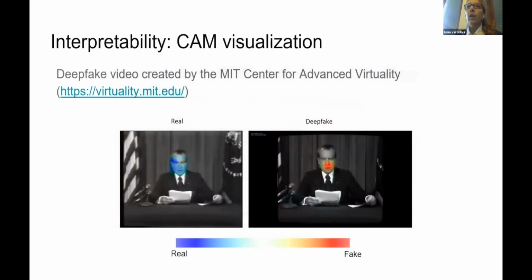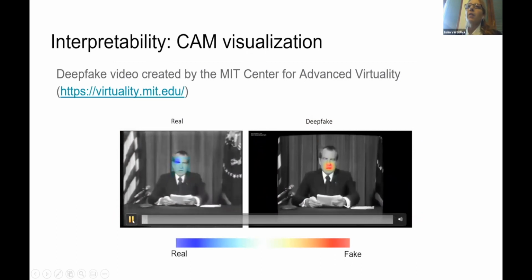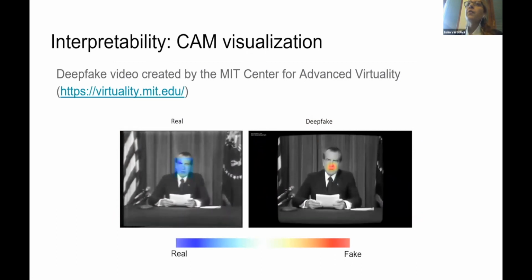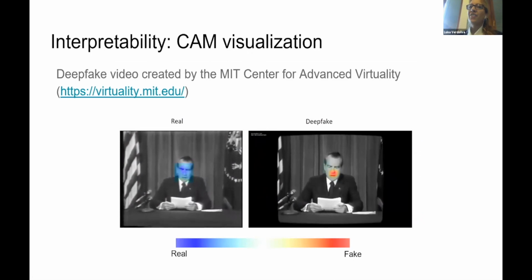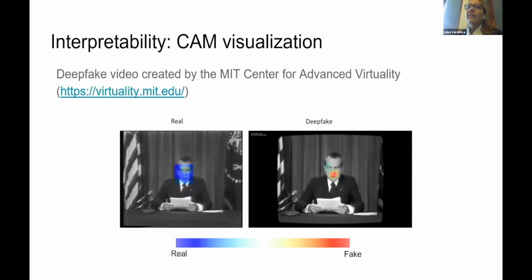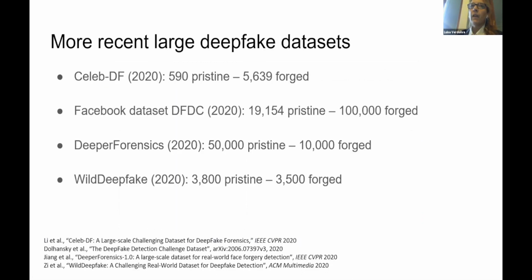Here is another example, a deepfake that was created this summer by the Center for Advanced Virtuality, where only the speech of President Nixon was completely changed. Here we made an analysis to try to understand if we can also interpret the result, and whether we could point the network to the area that was actually manipulated.